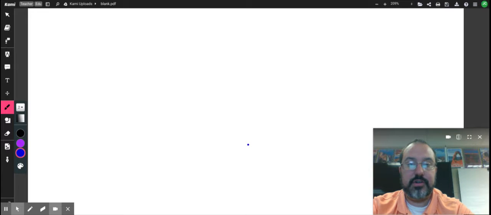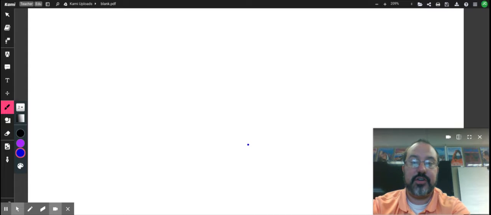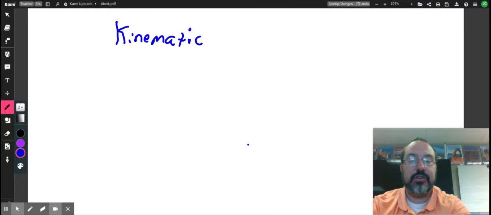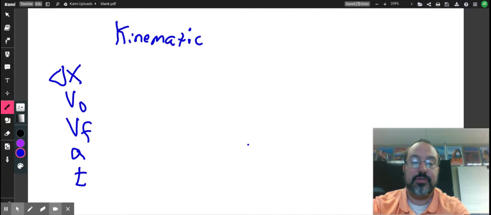Hi, everybody. Today we are going to take a look at the kinematic equations. The kinematic equations are a set of equations that are used to help describe the motion of objects. They take a look at 5 different variables or measurements that we use frequently in describing motion. They are displacement of the object, the initial velocity of the object, the final velocity of the object, acceleration, and the time it took an object to move.